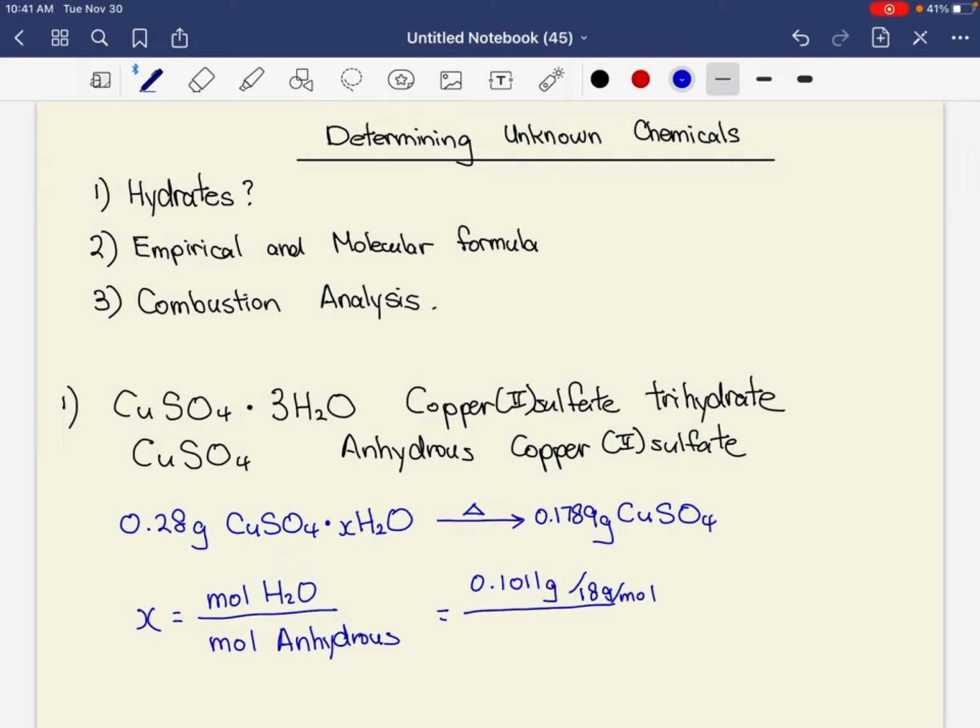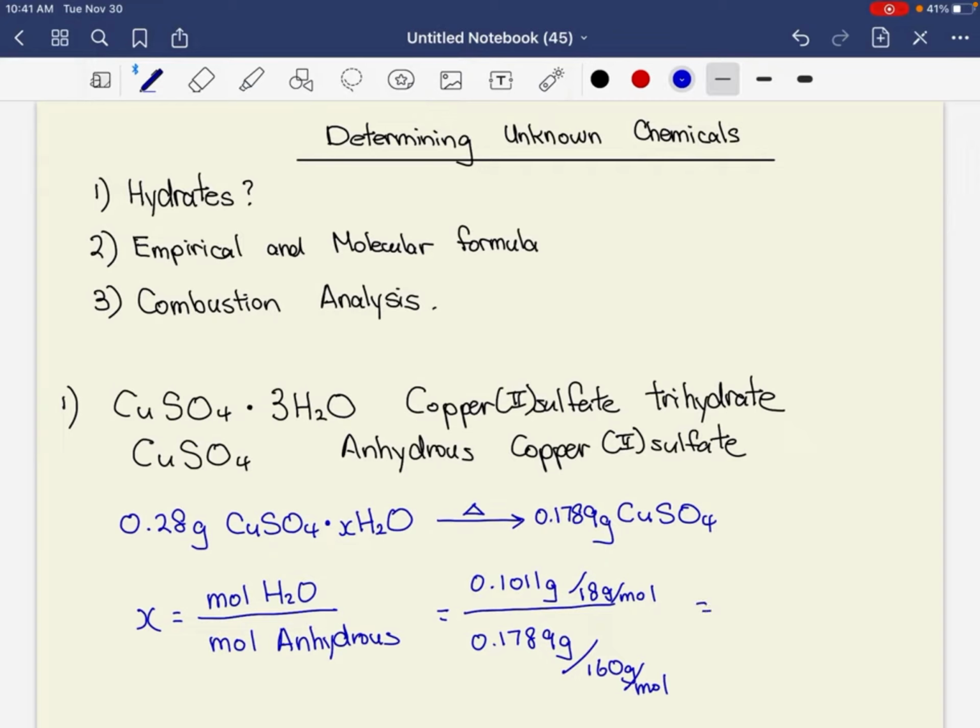And you really do the same thing with anhydrous. So 0.1789 grams of anhydrous, and you turn that to moles. Okay, so copper, I think, is 64, plus 32, plus 16 times 4. So that's 160 grams per mole.